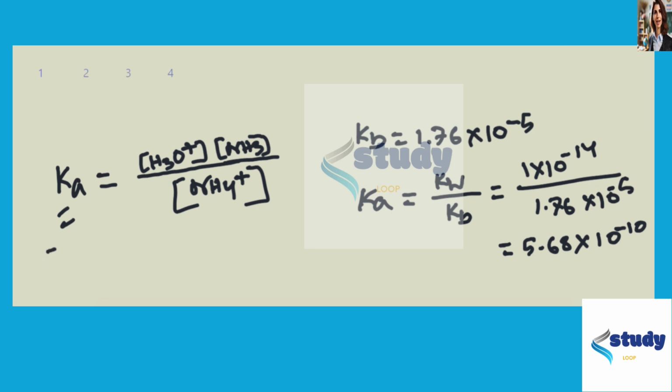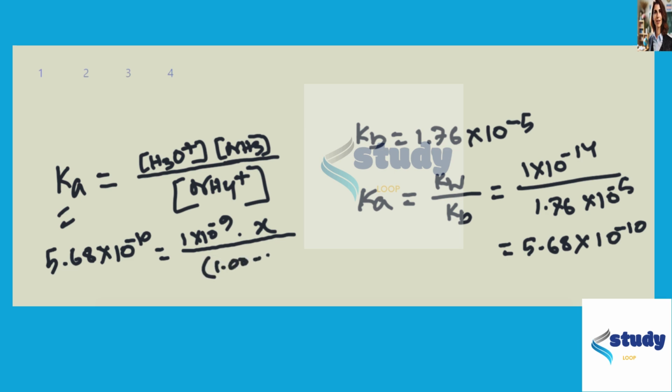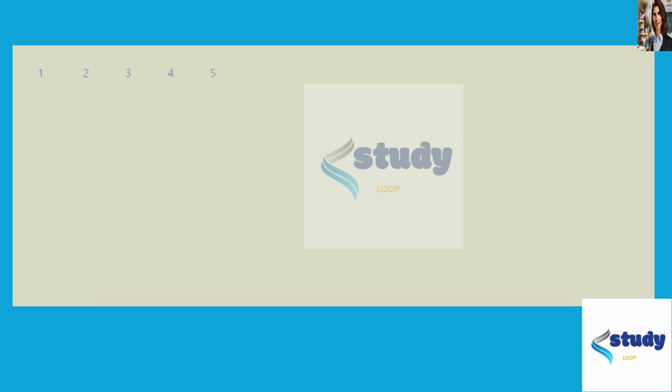So we put it here: 5.68 times 10 to the power minus 10 is equal to the H3O+ concentration, 1 times 10 to the power minus 9, times the NH3 concentration x, over 1 minus x. If we solve this equation, we get the value of x as 0.36.